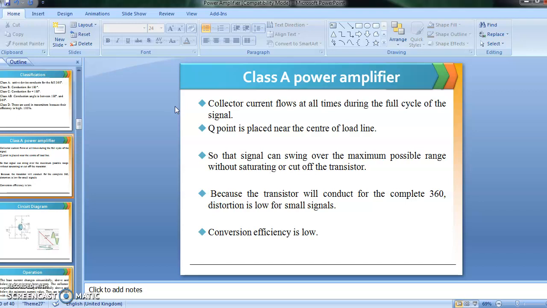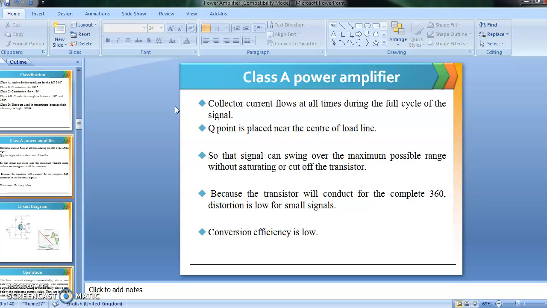Next, the first type, the class A power amplifier. The first thing: the collector current flows all the time during the full cycle of the input signal. That is, the collector current has the full cycle, positive cycle and negative cycle. For that reason, the Q point is nearer to the center of the load line.